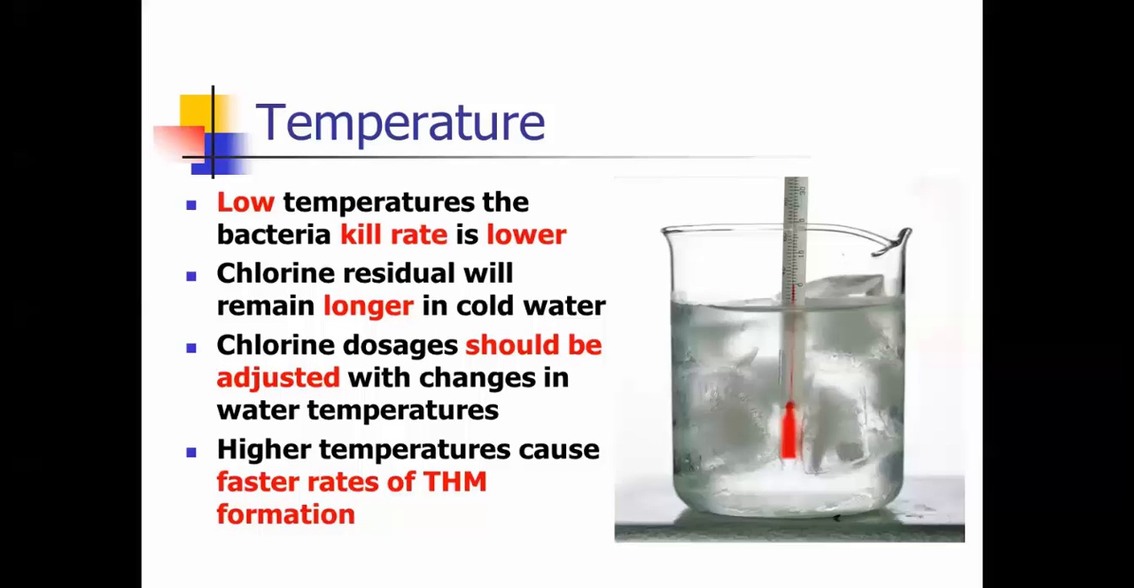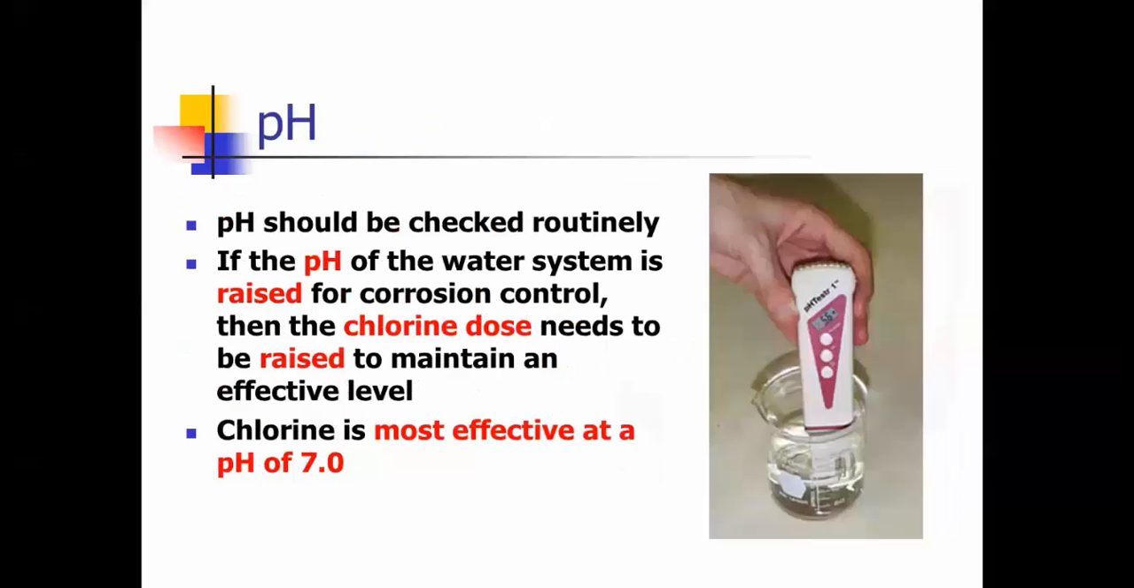Temperature: at lower temperatures, the bacteria kill rate is lower. It's like when you put bleach in your laundry to bleach your whites, you put it in hot water because chlorine reacts better in warm or hot water. So if you have cold water, like in the wintertime, you may need to adjust your chlorine dosages because you don't have enough chlorine in contact. So you use a stronger chlorine residual to kill the bacteria because you don't have that warmer water like in the summer. Higher temperatures cause faster rates of total trihalomethane formation, so that's another important part of disinfection.